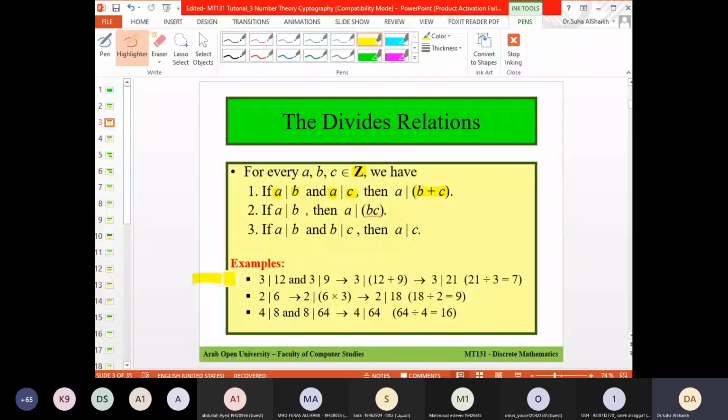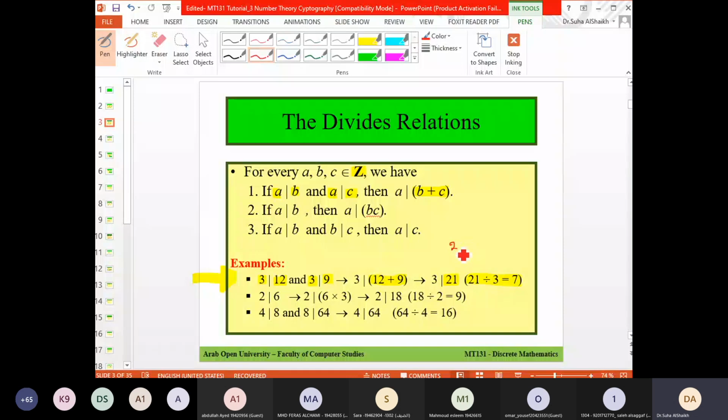Example, they give you this example here. Check this example. ال 3 divides 12 وال 3 نفسها divides 9. Does 3 divide 12 plus 9 اللي هي 21? Yeah. ال 3 تقسم ل 21 لأن 21 على 3 is equal to what? 7. You can try many examples.